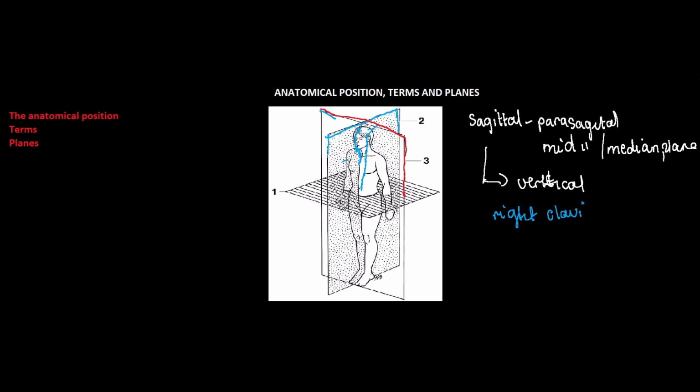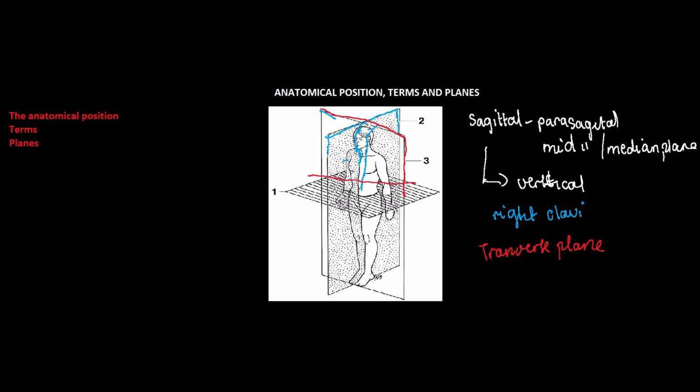Now, the next plane of the body we'll be considering is the transverse plane. The transverse plane divides the body into top and bottom portions, an upper portion and a lower portion. And just like parasagittal and frontal coronal, it's also important to state exactly what transverse plane is being referred to.